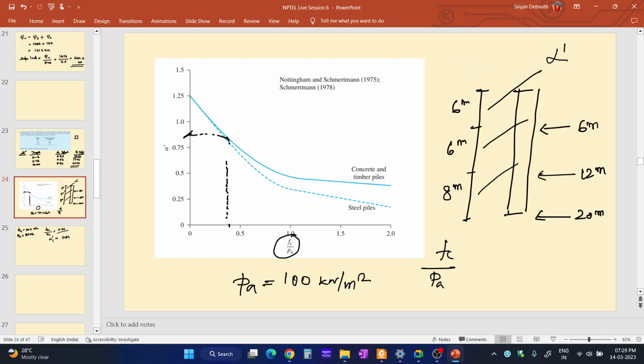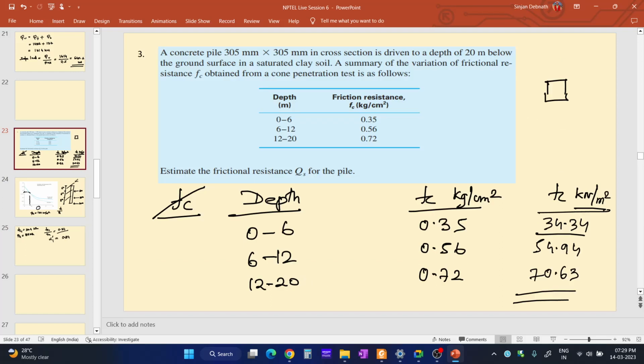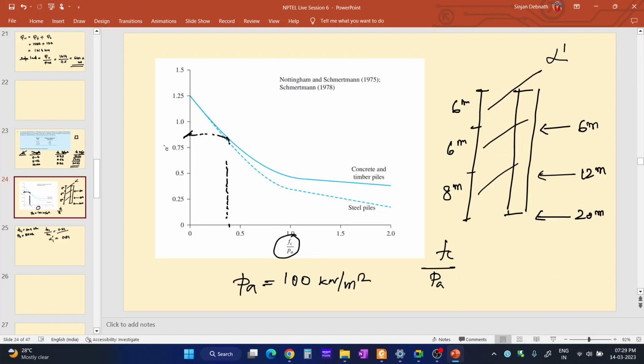Similarly, for the remaining two segments, we must find out the values. For the next segment, FC2 is 54.94. So FC2 divided by PA, that means 54.94 divided by 100, will be 0.54. So 0.54 will be somewhere over here. We draw a line like this and extend it over here.